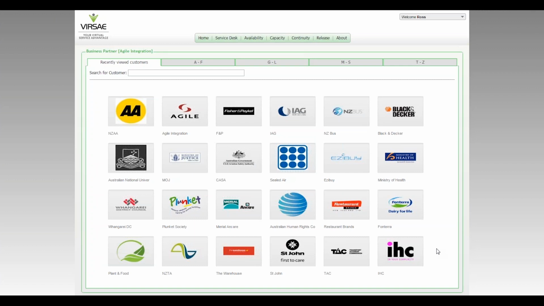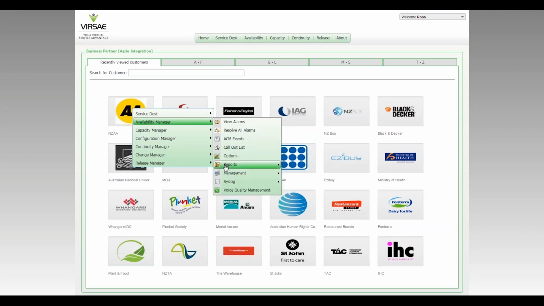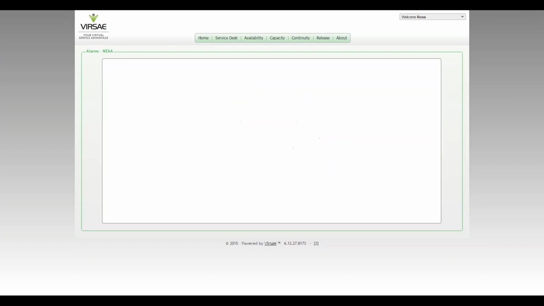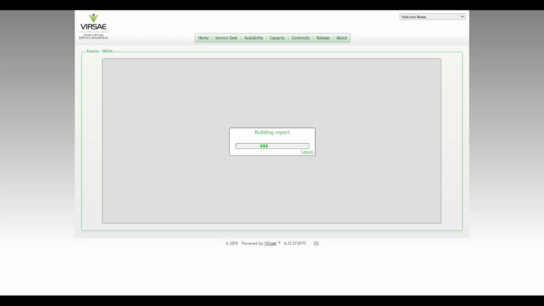So using the VSM toolset, if we start up here with Availability Manager and go into the report section and look at alarms, we're going to look for any alarms that occurred in the offending time period, which was November 23rd, 24th, and this report will show both the resolved and unresolved alarms that occurred in that time period.